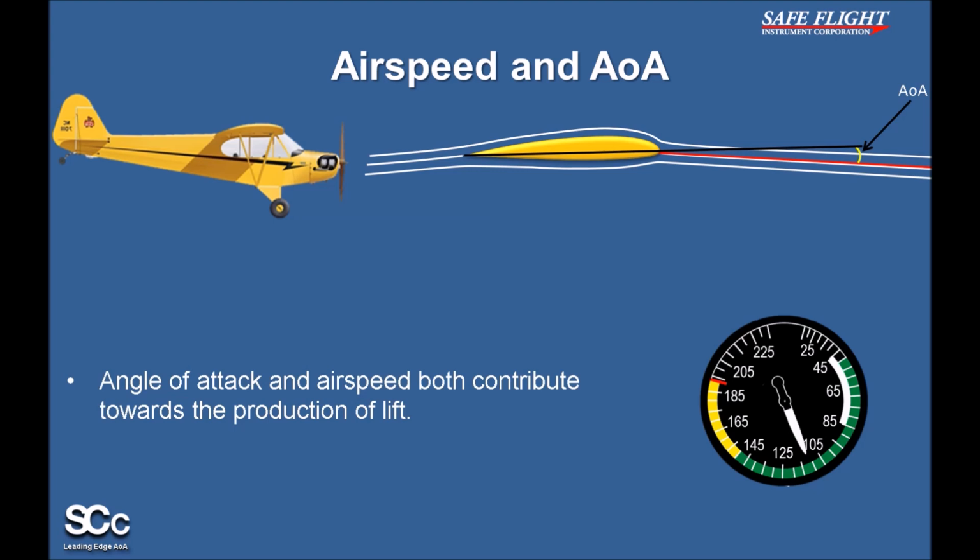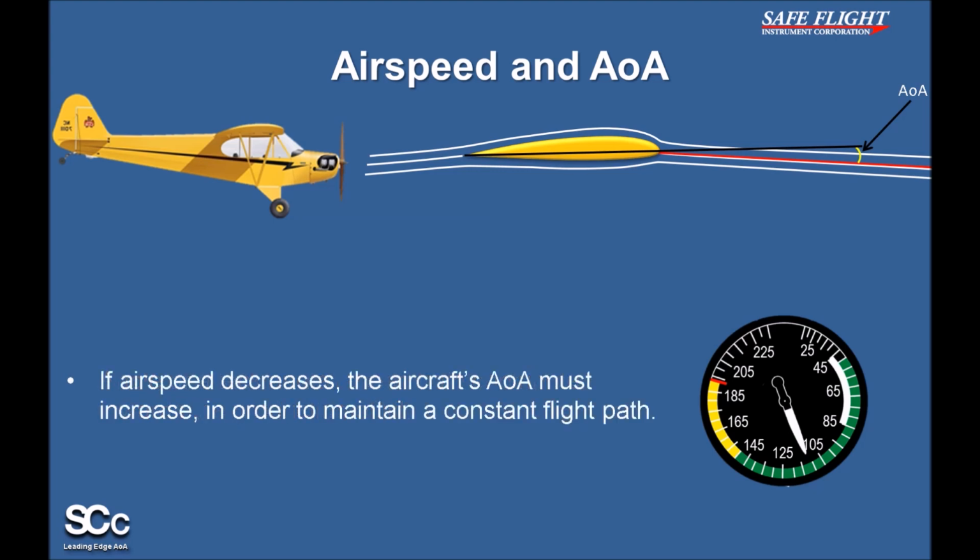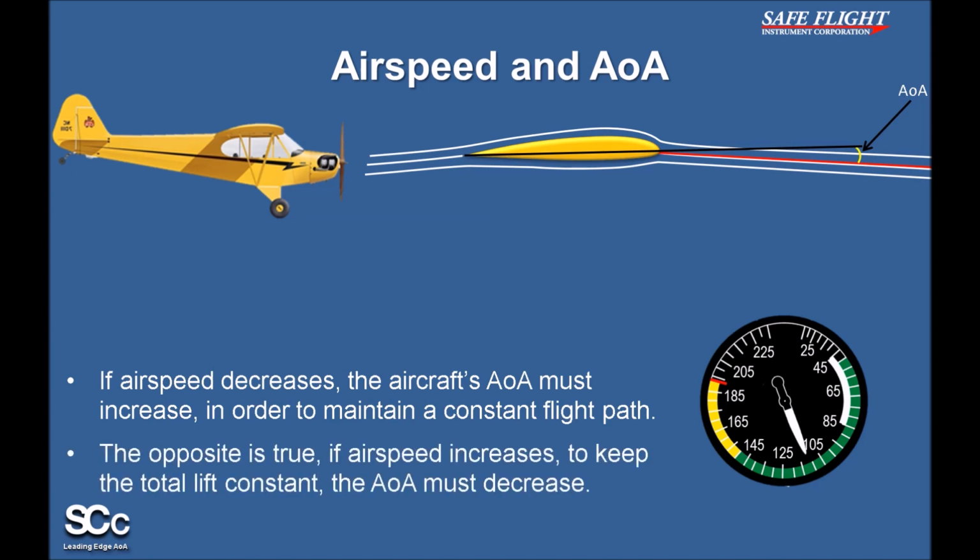Angle of attack and airspeed both contribute towards the production of lift. If airspeed decreases, the aircraft's angle of attack must increase in order to maintain a constant flight path. The opposite is true. If airspeed increases, to keep the total lift constant, the angle of attack must decrease. So for steady flight, speed is related to angle of attack, with high speed requiring a low angle of attack and low speed requiring a high angle of attack.